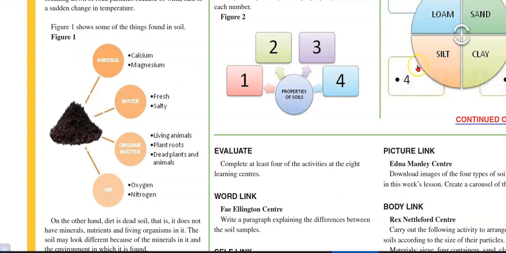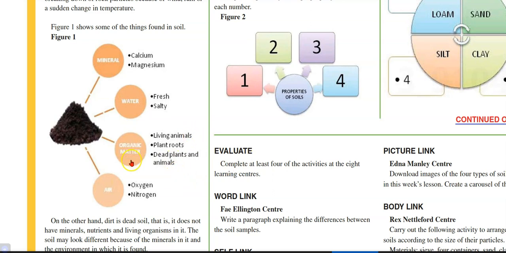Let's look at this picture here as shown in figure 1. It says we have minerals in the soil such as calcium and magnesium. We have water. It might be fresh water or salty water. We have organic matter in terms of living animals in the soil like worms and so on. Plant roots, dead plants and animals.